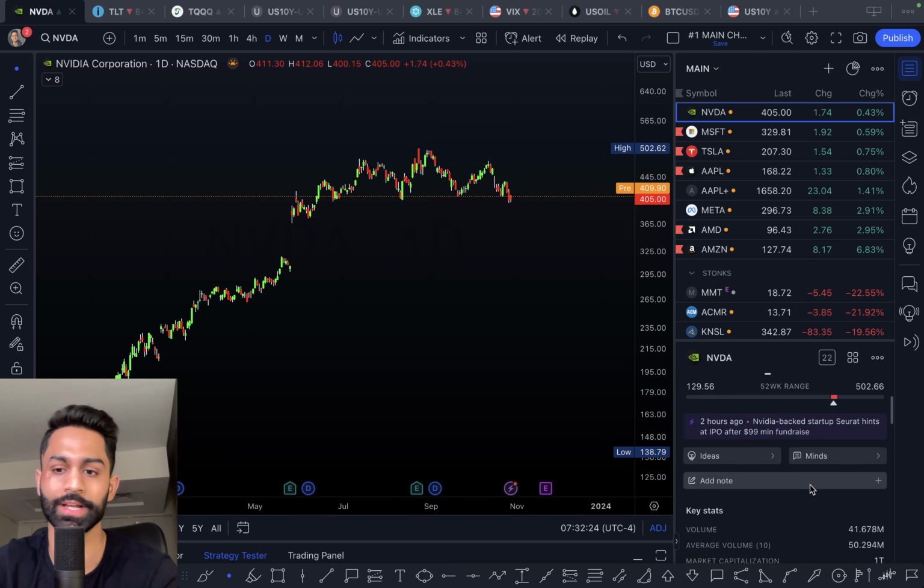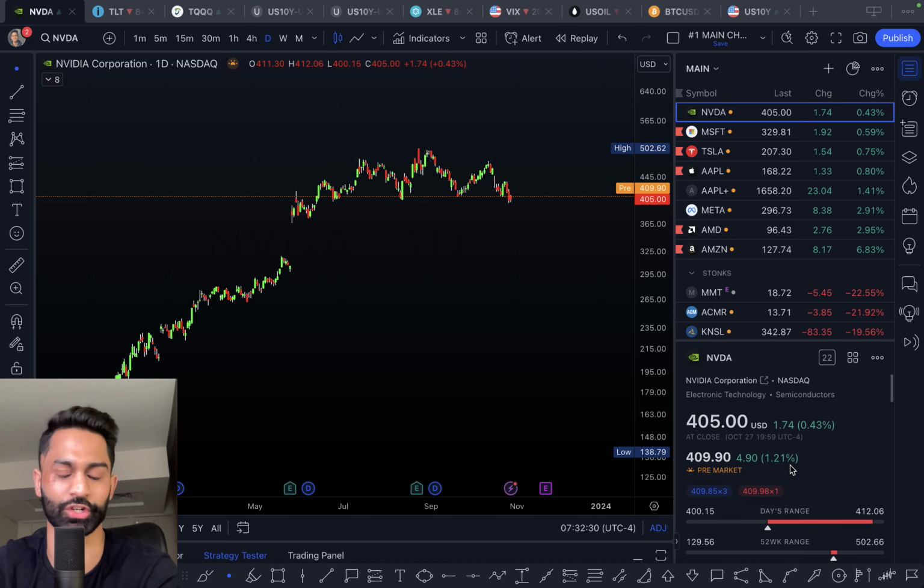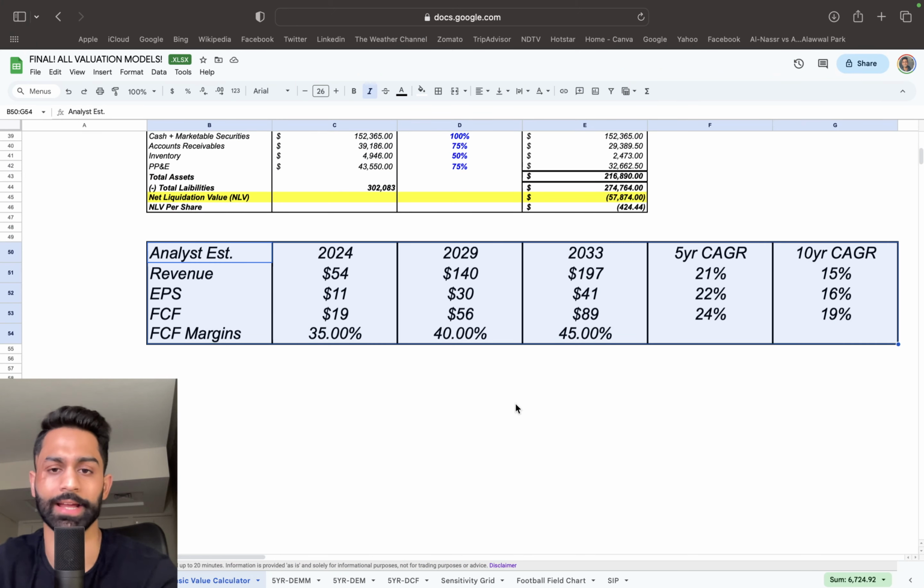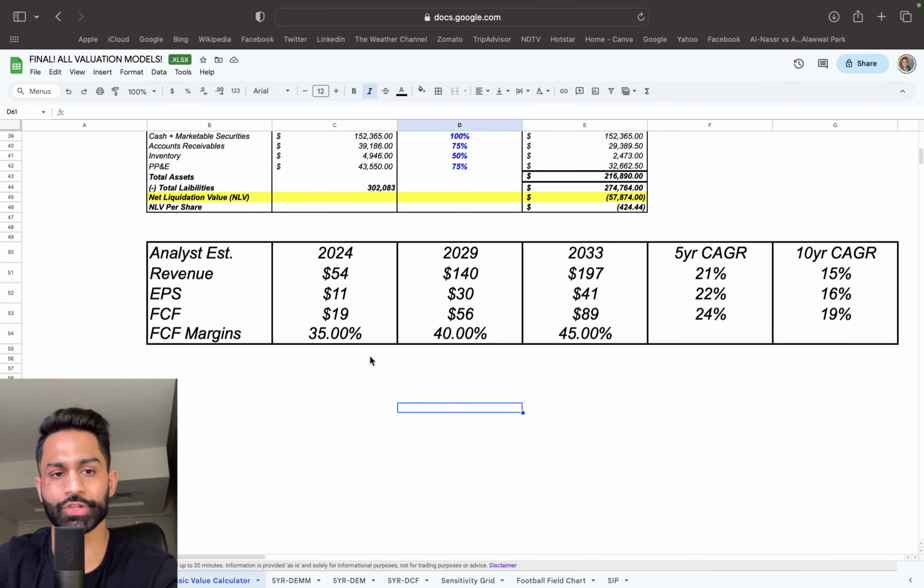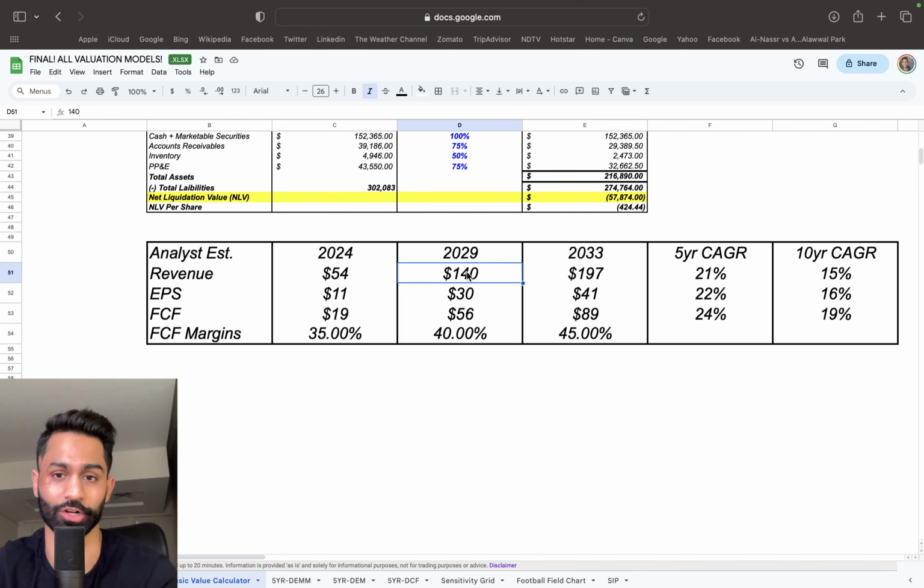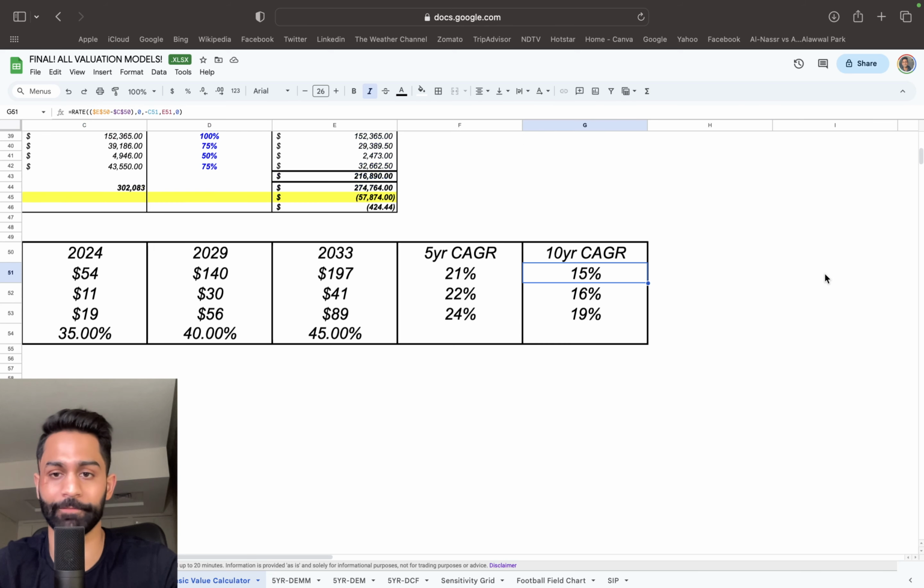The reverse model is going to be a lot more interesting for us to realistically understand, can the business actually achieve that? So in order to do that, I've got the expectations over here. Analyst estimates for 2024, revenue of $54 billion. In 2029, they're expecting $140 billion. In 2033, just shy of $200 billion. It's a 5-year CAGR of 21% and a 10-year CAGR of 15%.